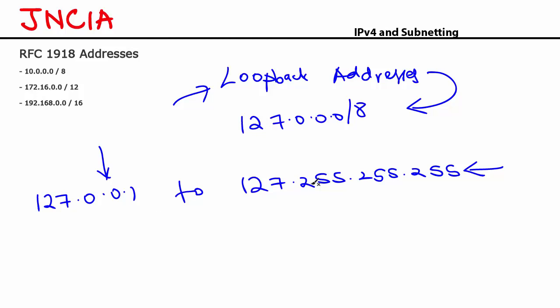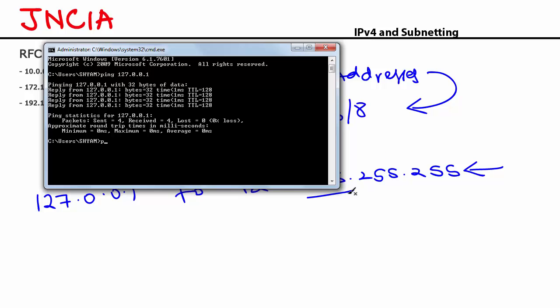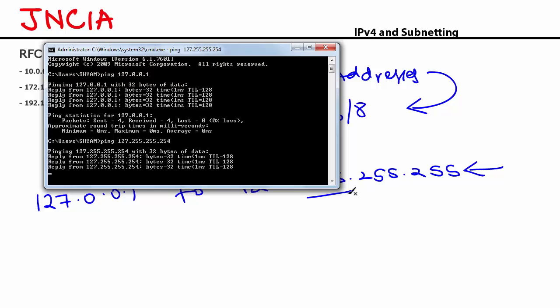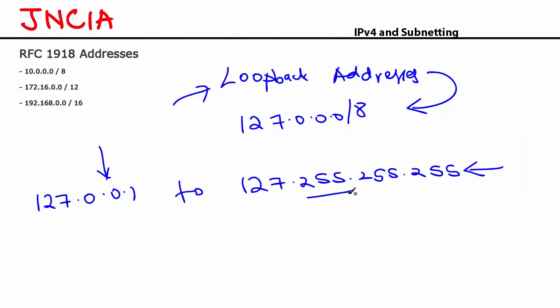The last address is the broadcast address. We can try the last usable address, which would be 127.255.255.254, and we get a reply. Right. So this whole range of addresses is reserved for loopback communication. Don't get confused. It does not belong to RFC 1918 addresses. That's all about RFC 1918 addresses and loopback addresses. Let's now dive into decimal to binary conversion.